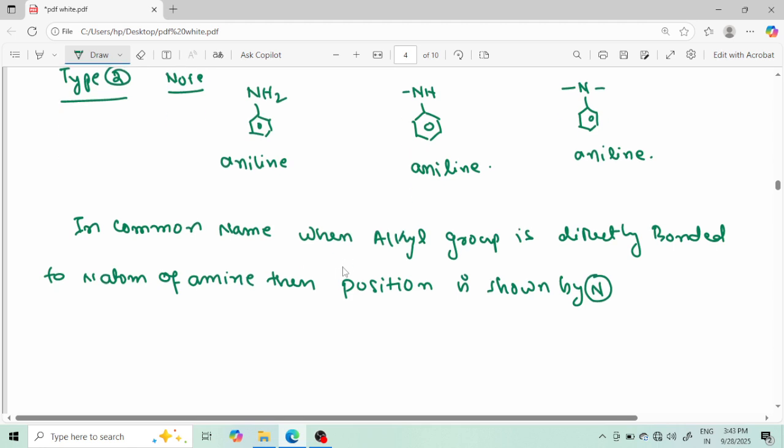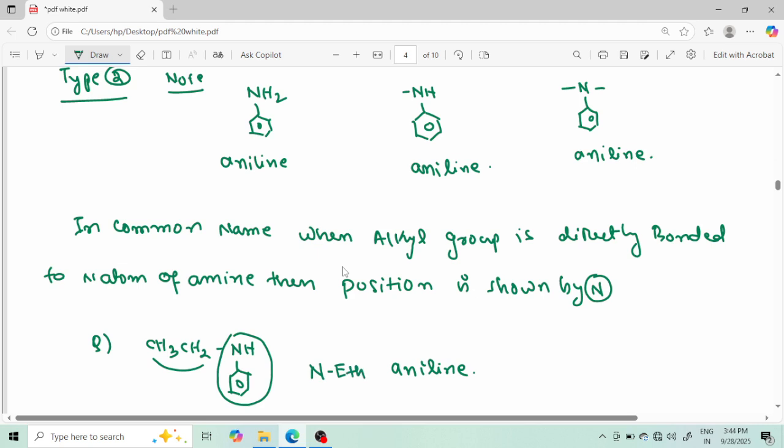Now what is the meaning of this? Let me give one example. Suppose I am giving CH3 CH2 and then NH, and then this benzene ring is given. So I know that this part is my aniline, but there is one side chain, CH2 CH3, so this is ethyl or not? But since it is directly bonded to nitrogen, I will write N-ethyl aniline.